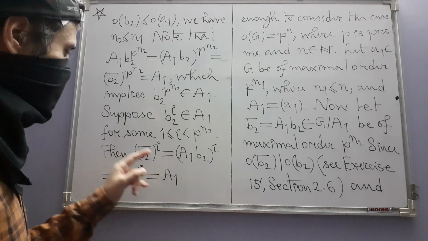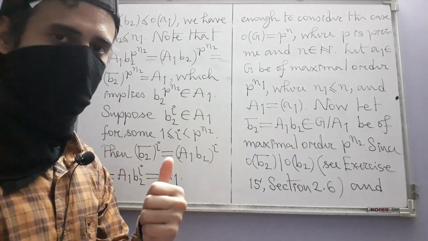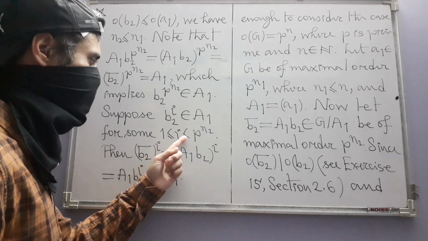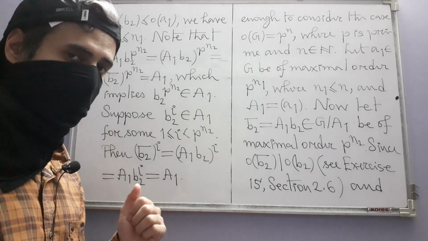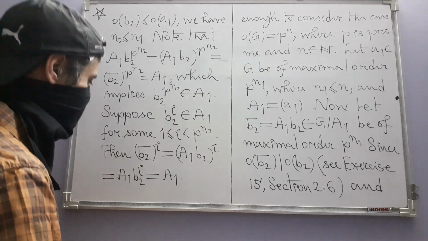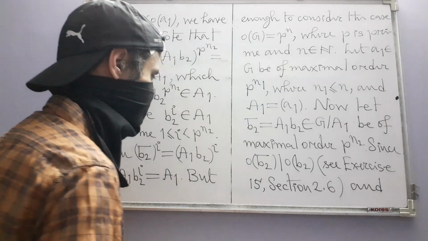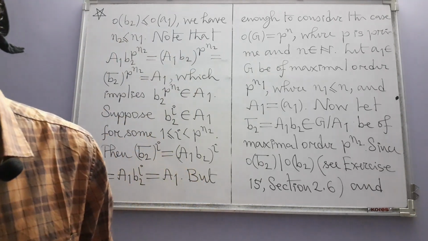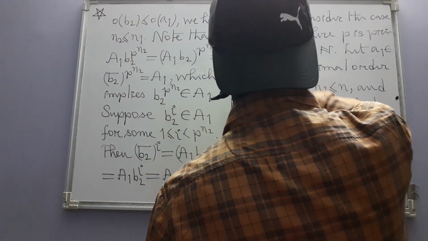Why? You see, the order of b2 bar is p to the power n2. So no smaller positive integral power of b2 bar can possibly be equal to the identity by the definition of order, by its minimality. That has gone wrong. But this contradicts the fact that the order of b2 bar is p to the power n2. So no such I exists.